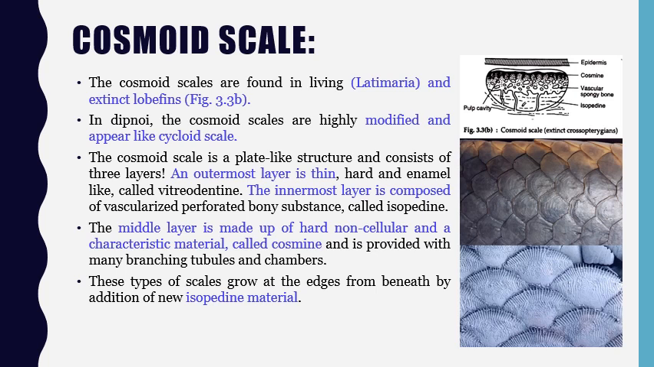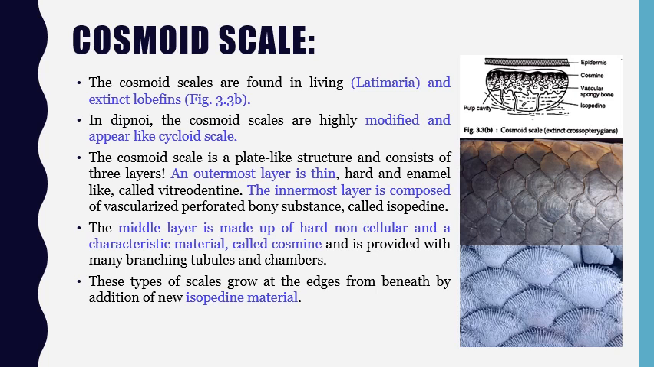The middle layer is made up of hard non-cellular material called cosmine. On the basis of this cosmine, these scales are known as Cosmoid scales, and it is provided with many branches, tubules and chambers. This is the structure of the scale. This structure shows the original form of the scale. This is the diagrammatic part of the Cosmoid scale. This is the microscopic part of the Cosmoid scale, where this is the epidermis, this is the cosmine, this is the vascular spongy bone, and this is the outer isopedine part.